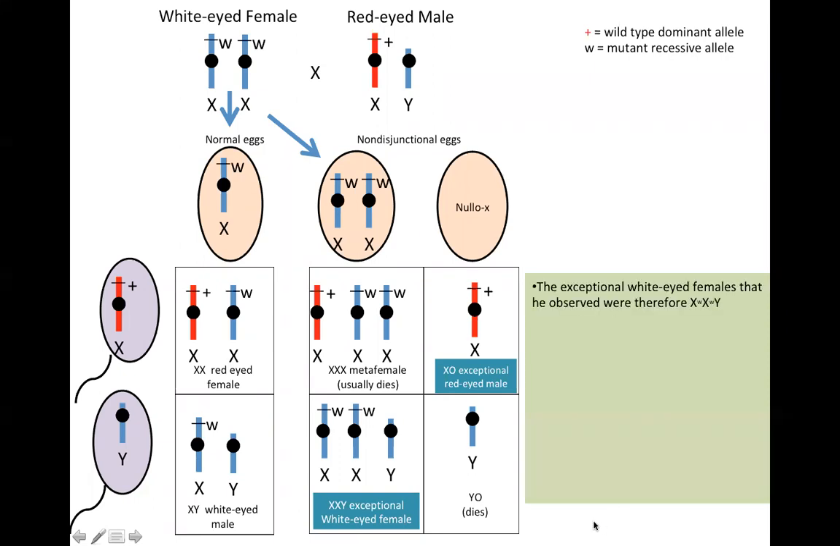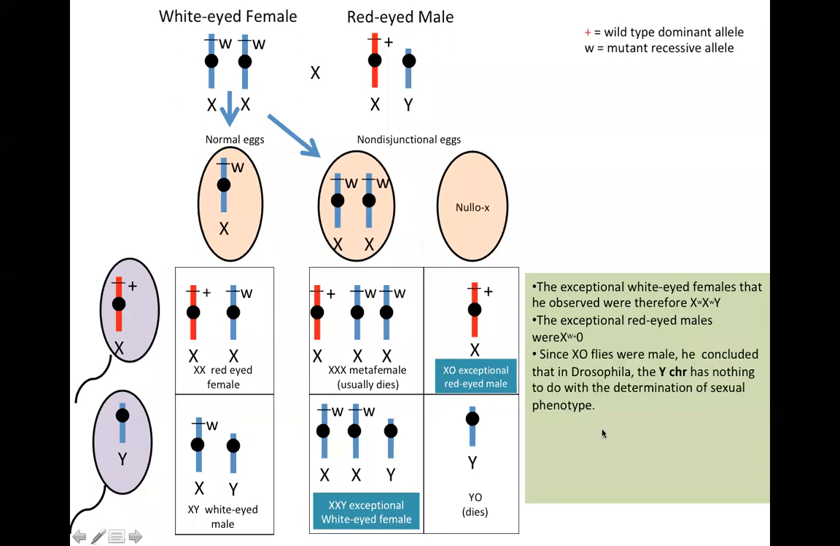So based on this experiment, they observed that exceptional white-eyed females were XXY, and the exceptional red-eyed males were X0. Since X0 flies were male, he concluded that in Drosophila, the Y chromosome has nothing to do with determination of sexual phenotype. You see, the X0 doesn't carry one more X chromosome, but these flies will survive.